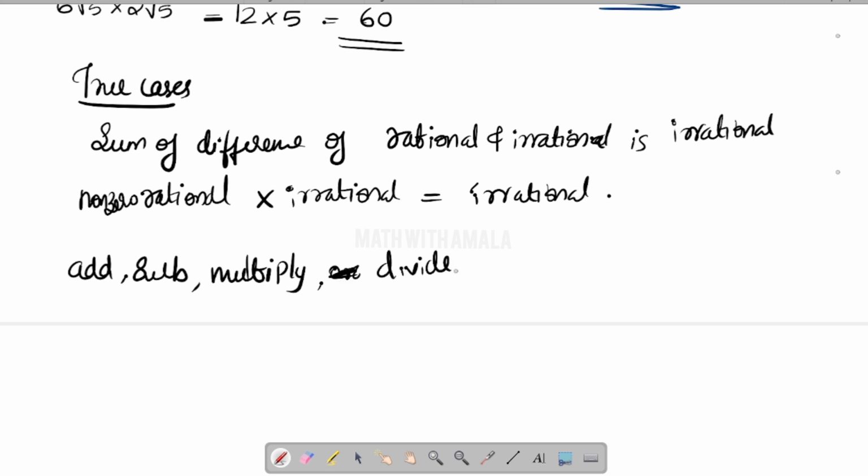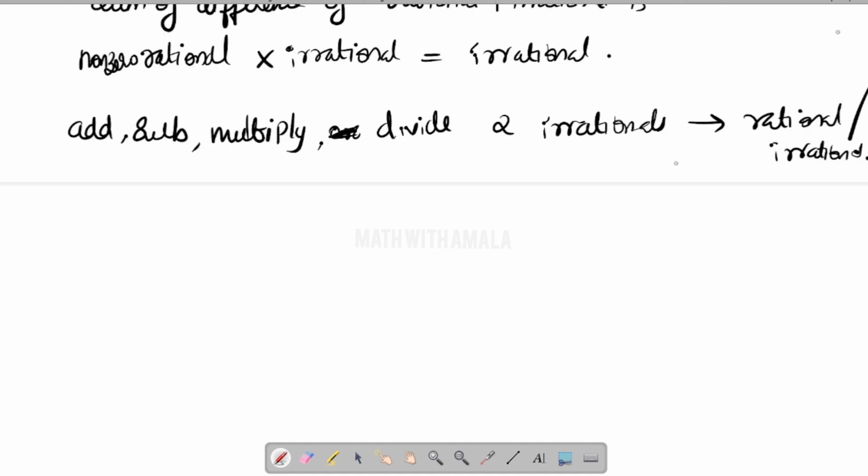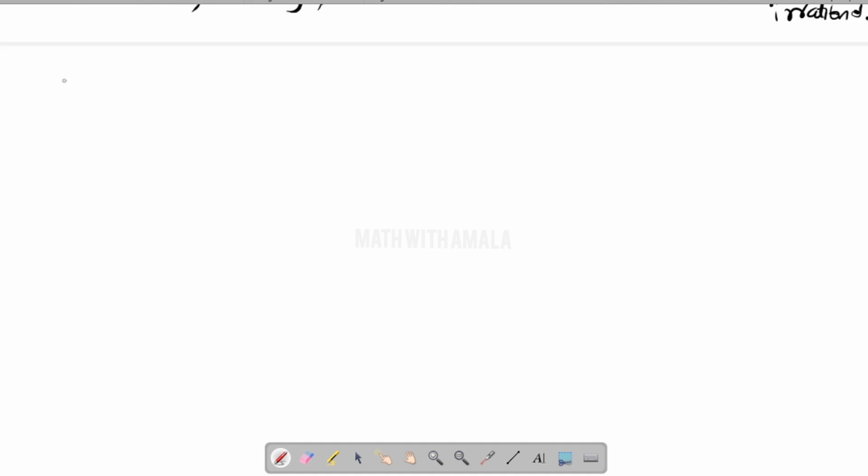Next, if we add, subtract, multiply or divide two irrationals, what will we get? Let's take root 2 and root 2 for example. Root 2 plus root 2 is 2 root 2, which is an irrational. But if we take root 2 into root 2, what will you get? Root 2 the whole square, which is 2, which is a rational. So there is a chance for both. It can be rational or irrational.